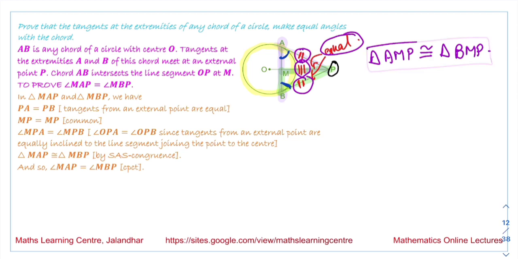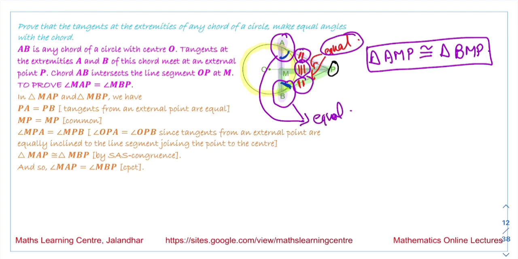If these two triangles are congruent to each other, then we get that this angle at B and angle at A are also equal to each other by CPCT.